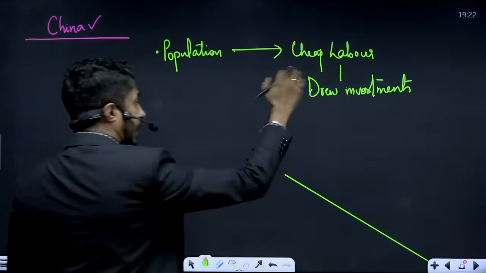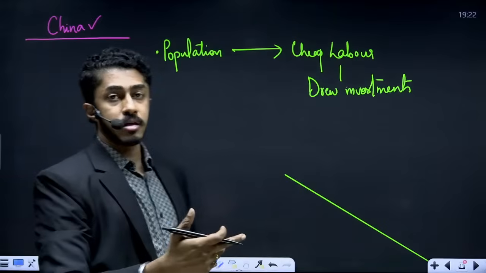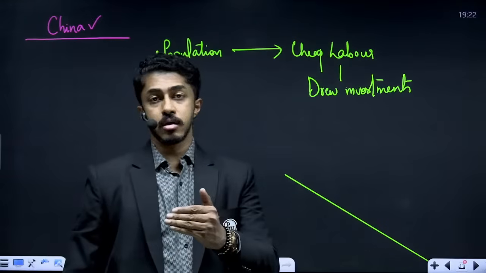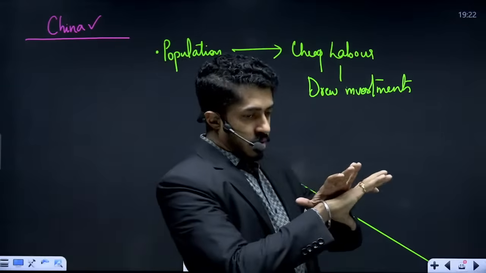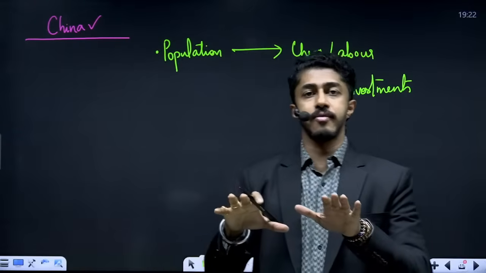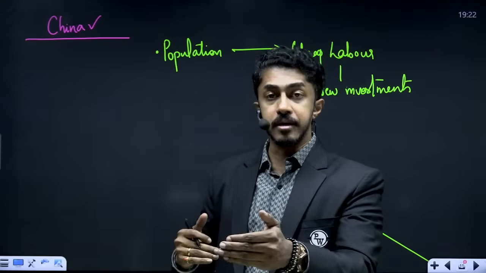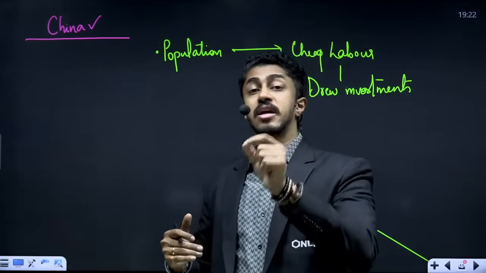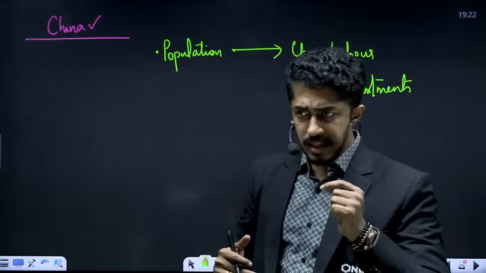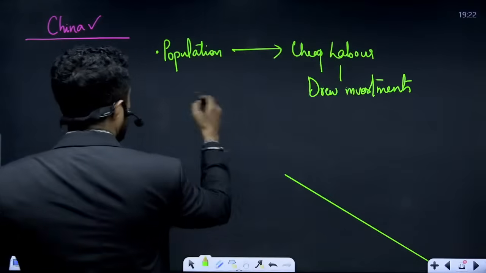If cheap labor attracted investments, there was another reason why China's growth story became the classic example of a country taking a lead if you invest in infrastructure. China, since the 80s and 90s, China was actually busy with what?